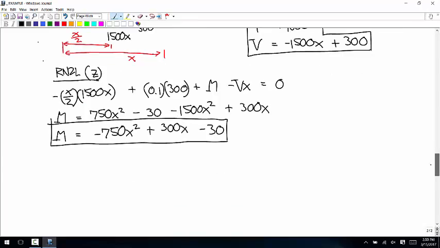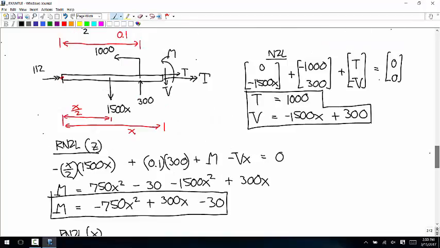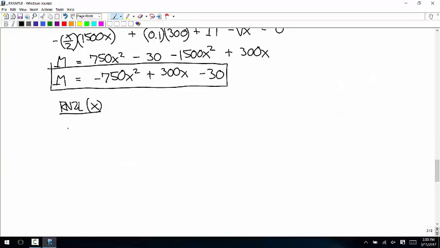And then the last one is the torques about x. We have 112. It looks just the same as before because nothing applies a torque until you get to the endpoints. So 112 plus T is equal to 0. So the torque is negative 112. Any questions?